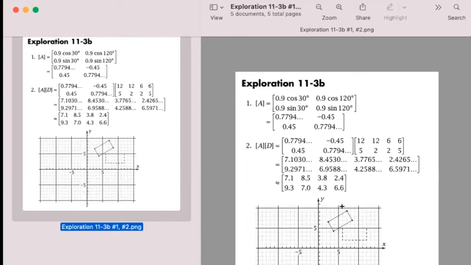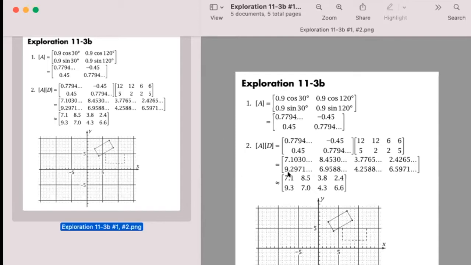And then 8.5, 7.0, that would be here. 3.8, 4.3, that would be here. And then 2.4, 6.6, that's over here. So nothing's perfect. In terms of graphing this, nobody's expecting you to be able to graph it perfectly, but you start to see what happens when you put those numbers in and start to get the transformation you're looking for.